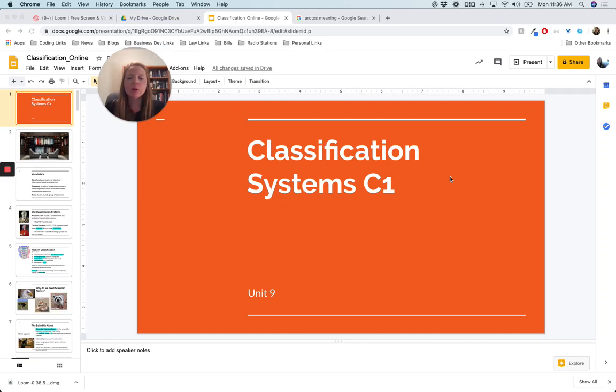Hey guys, this week we're going to tackle classification systems. So, first thing we're going to do is look at this closet.